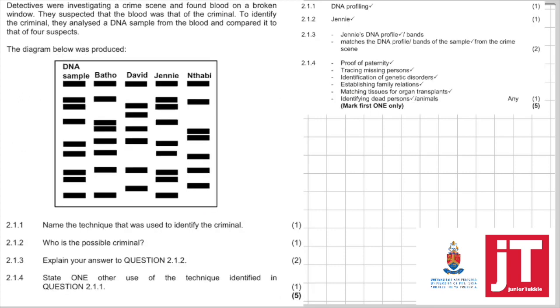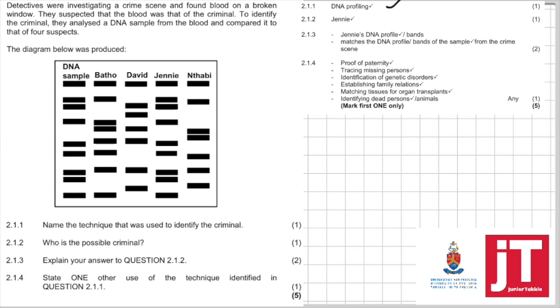Right. Detectives were investigating a crime scene and found blood on a broken window. They suspected that the blood was that of the criminal. To identify the criminal, they analyzed a DNA sample from the blood and compared it to that of 4 suspects. The diagram below was produced. So there you see a DNA sample, right? You see Bato, Dave, Jenny, and Tabi's DNA profile. 2.1.1. Name the technique that was used to identify the criminal. Now we know these bands are DNA bands, so this process is DNA profiling.